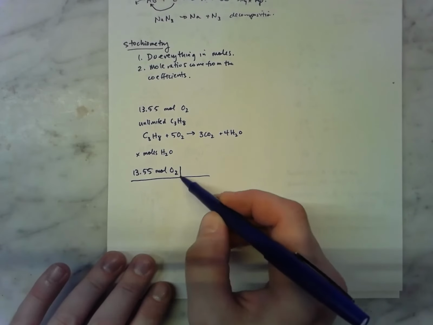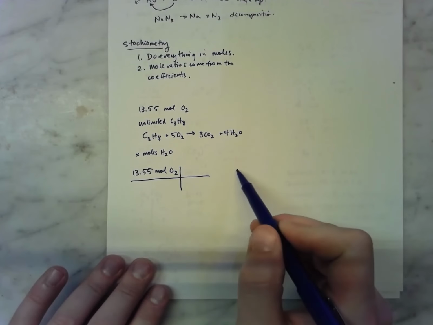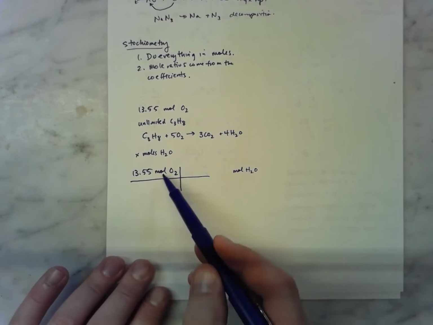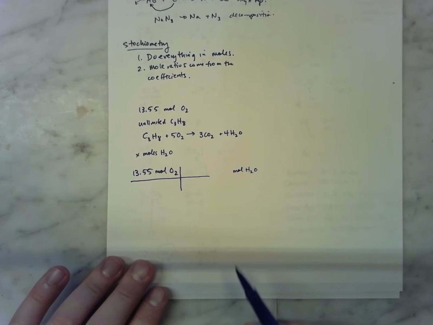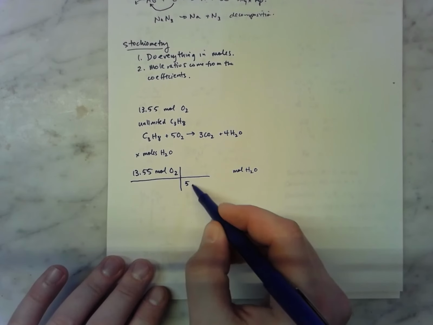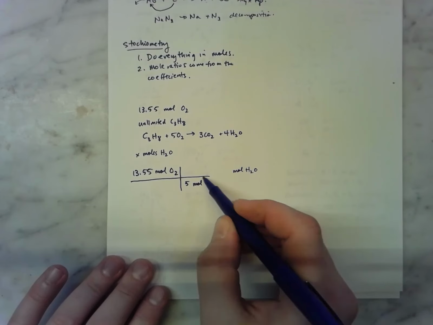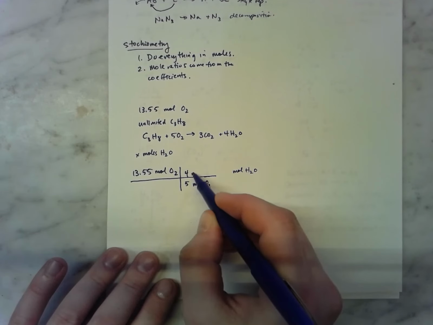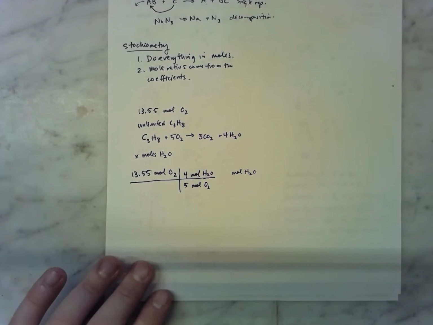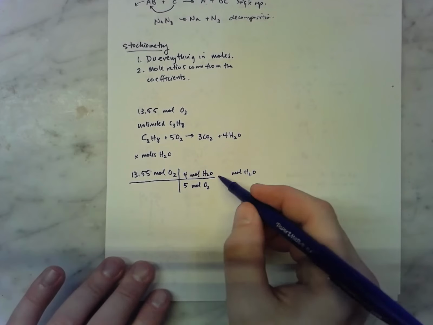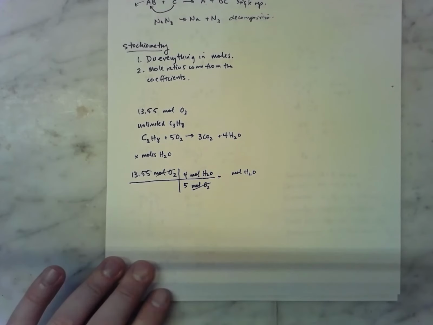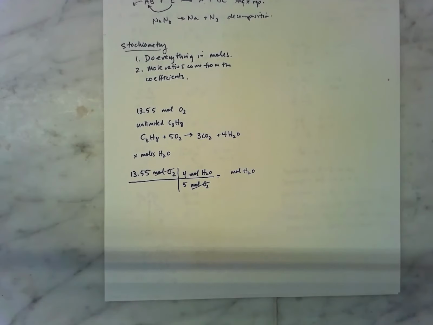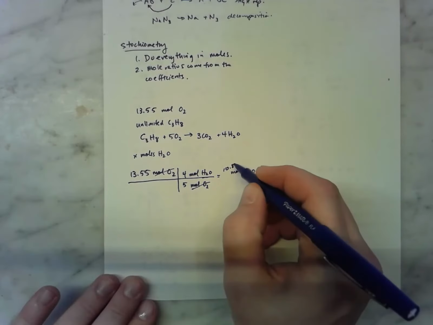We want to get from O2 to moles H2O. Just like conversion before, we want to cancel out what we've got on top and replace it with something else. So for every 5 moles of O2, what have we got of H2O? We've got 4 moles of H2O. Moles O2 cancels with moles O2, we multiply and then divide, and we end up with 10.84 moles of H2O.